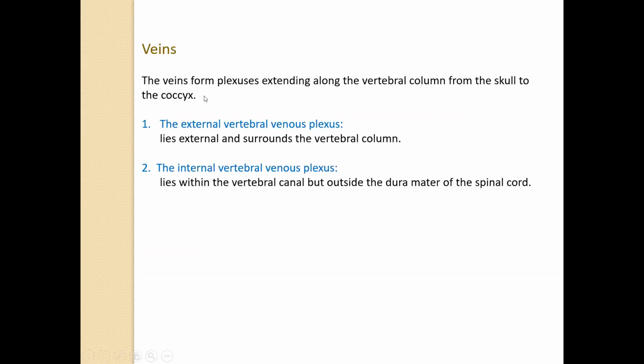Now, when we talk about the veins, the veins of the back form complex venous plexuses. These venous plexuses usually extend along the vertebral column from the skull up to the coccyx. So there are two major vertebral venous plexuses. They are external and internal. So this external vertebral venous plexus lies externally and surrounds the vertebral column. And the internal one lies within the vertebral canal, but it is outside the dura mater of the spinal cord.